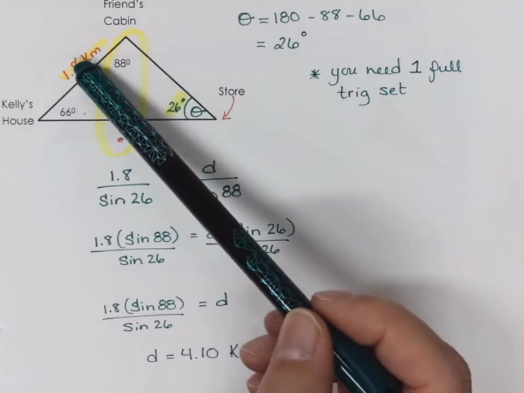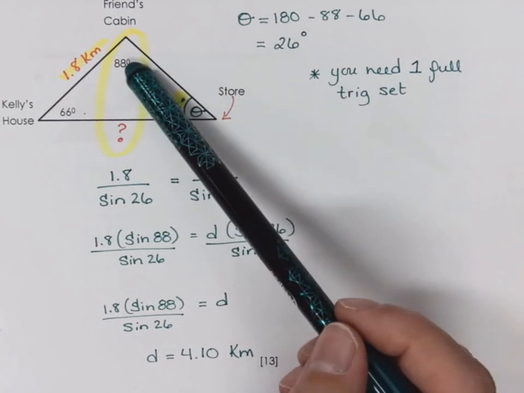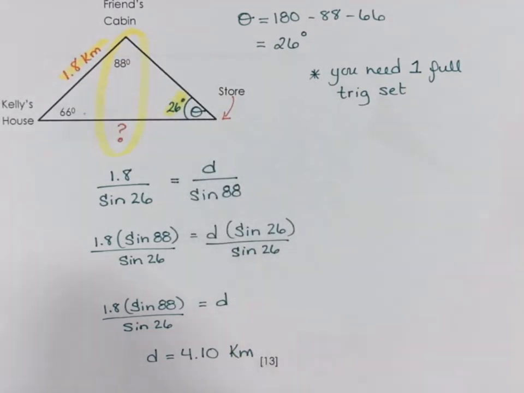Smallest angle, smallest side. So I knew when I started this, if this is 88, it's got to be bigger. I've got to travel 1.8 kilometers. I'll be traveling more than that. So you can check it in your head, make sure your answers make sense. Wasn't too bad. Not too terrible.